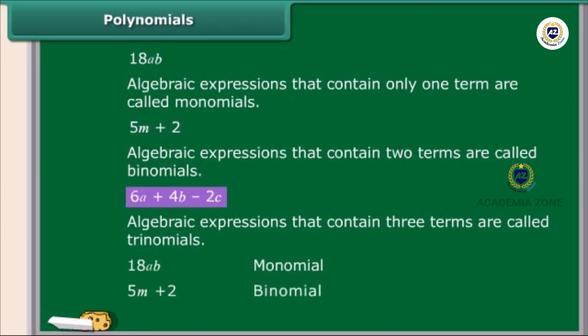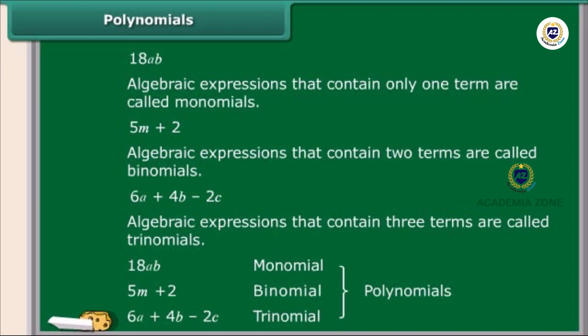Remember, all algebraic expressions that have one or more than one terms are called polynomials. Therefore, monomials, binomials and trinomials are all polynomials.